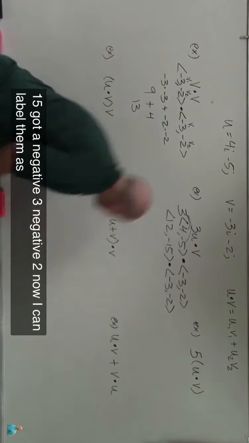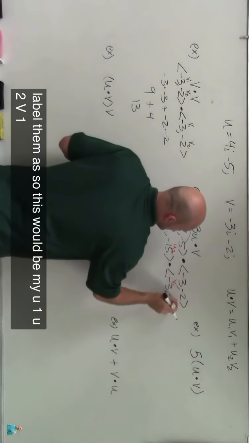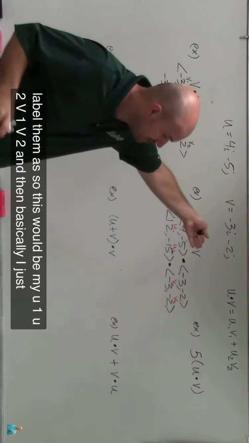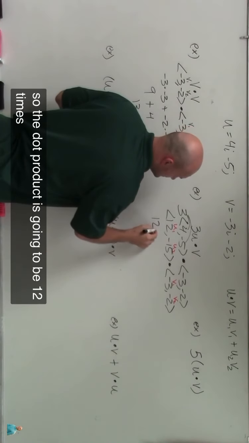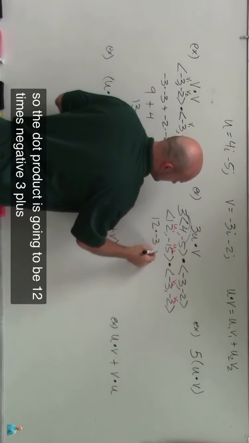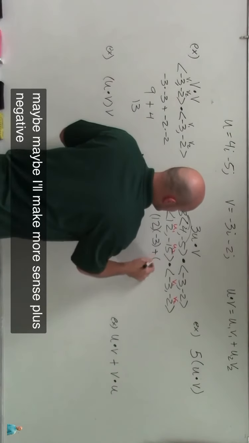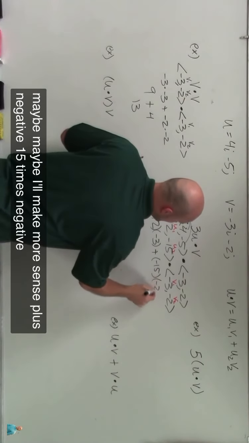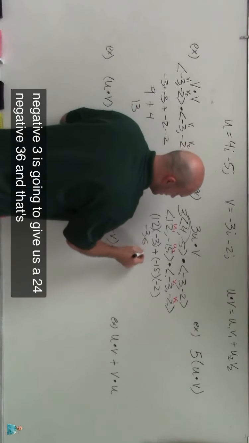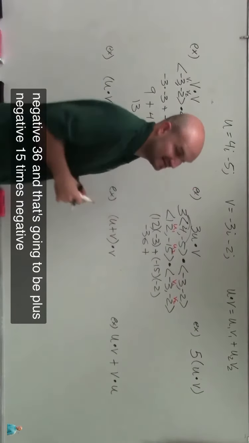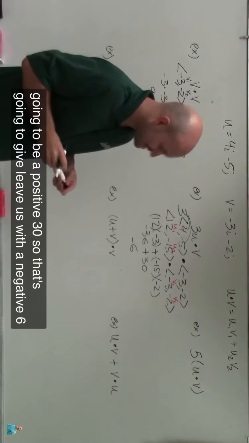Now I can label them as u1, u2, v1, v2, and then I just apply them into the operation. So the dot product is going to be 12 times negative 3 plus, let's just use parentheses, maybe that'll make more sense, plus negative 15 times negative 2. So 12 times negative 3 gives us negative 36, plus negative 15 times negative 2 is a positive 30. So that's going to leave us with negative 6.